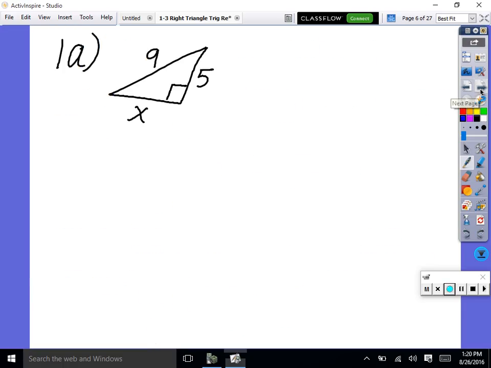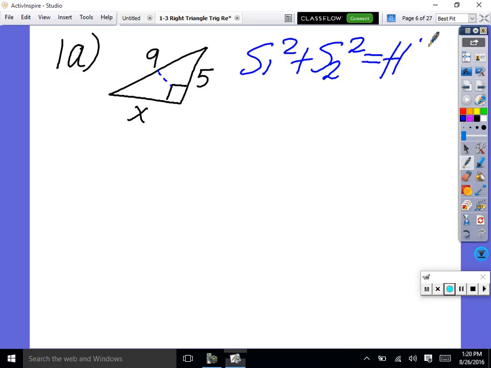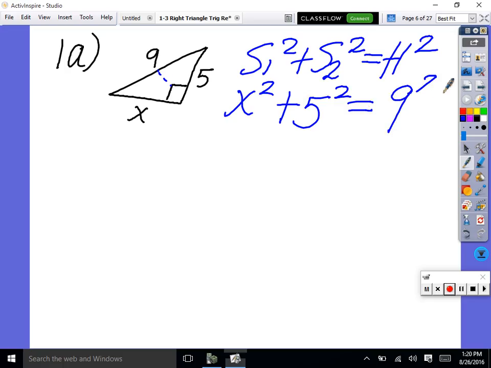Okay, here we go. 1A. Here's our example. We're finding x. Now look, we have two other sides, so we can go ahead and find x. Pay attention though. You have to be careful. This is our hypotenuse, right? So we're going to do side 1 squared plus side 2 squared is equal to the hypotenuse squared. So side 1 squared, it could be x or it could be 5. It doesn't matter. I'm just going to go with x squared. That's side 1 squared plus side 2 squared. The other side is 5. And that's equal to the hypotenuse, which has to be 9 squared. We all comfortable? So now it's just algebra.